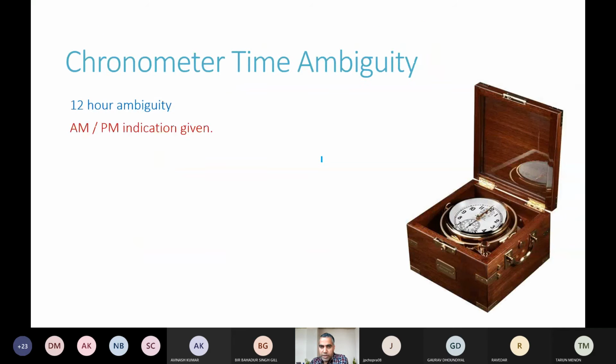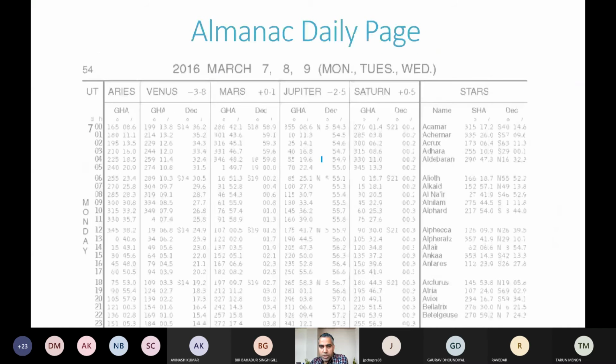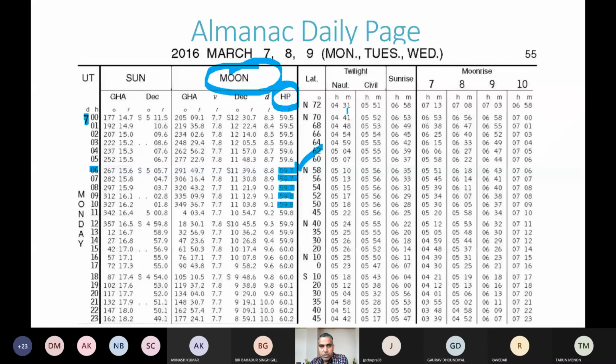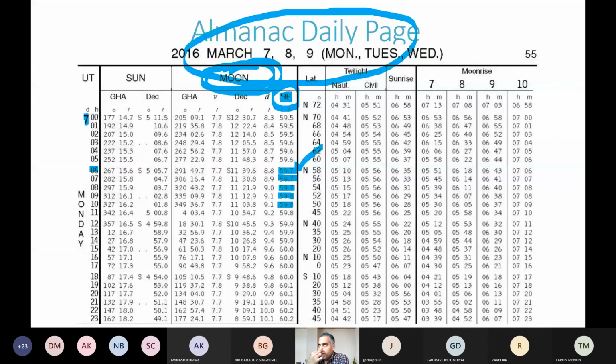Open any one page, beta, the date one, any page. If you open up the date page, like see, this is March 7, 8 and 9, you will see under the moon column, you will have a separate column for HP of the moon. So HP of the moon is picked up from here and is used to enter the bottom part of the total correction table.